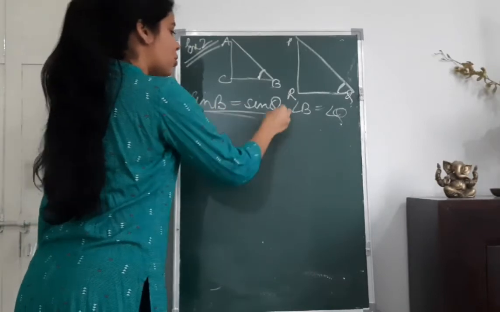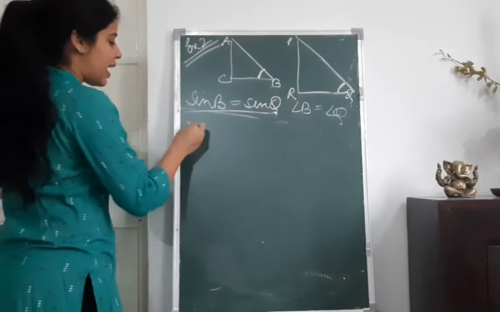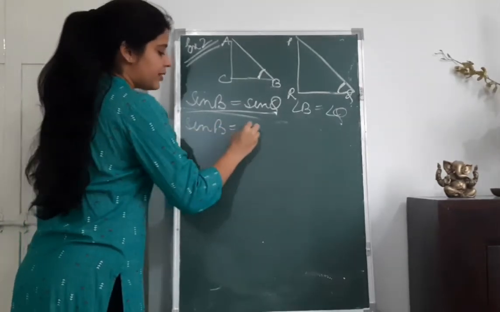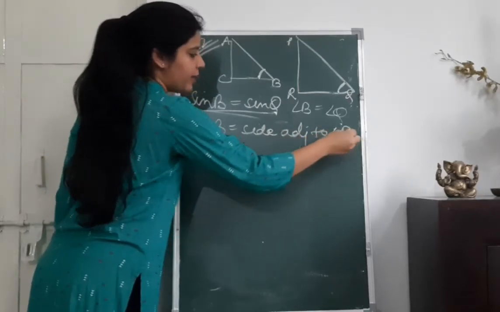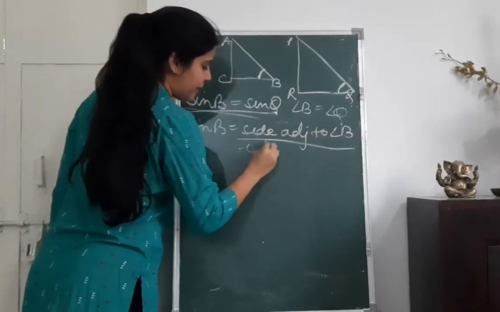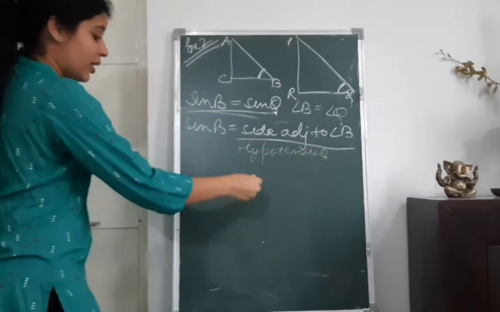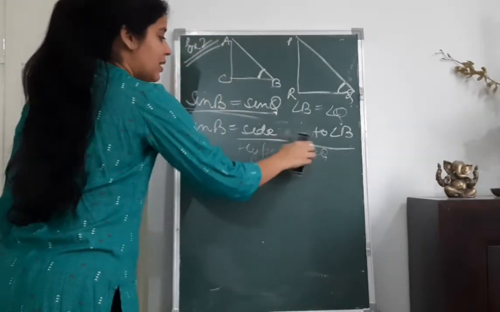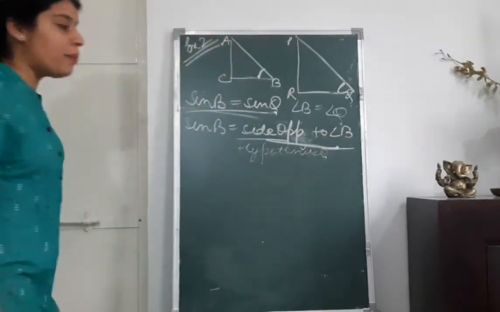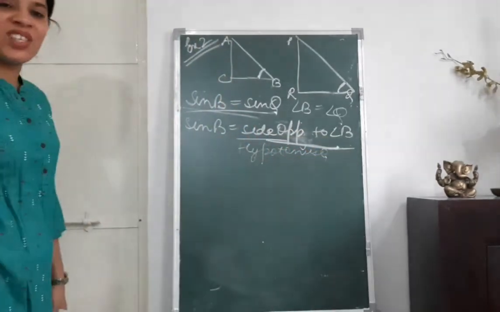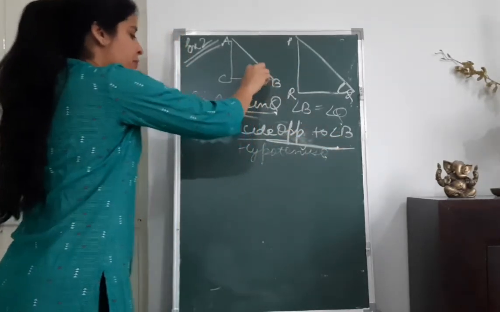Sin B is equal to sin Q. Okay? So what is sin B? Sin B is side adjacent to angle B upon hypotenuse, which is side, sin B is not side adjacent to angle B. Sin B is side opposite to angle B. I am so sorry. Sin B is side opposite to angle B, while cos B is side adjacent to angle B. So sin B is side opposite to angle B upon hypotenuse.